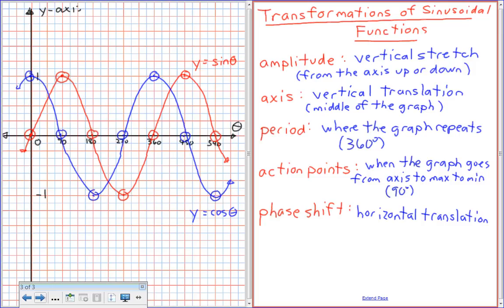Okay, so I will never say the blue words probably ever again. I will only be using nice words like amplitude, axis, phase shift, period, action points. That's what I'll be using. After we do 3 examples today, we're going to say this is easy. I got it.